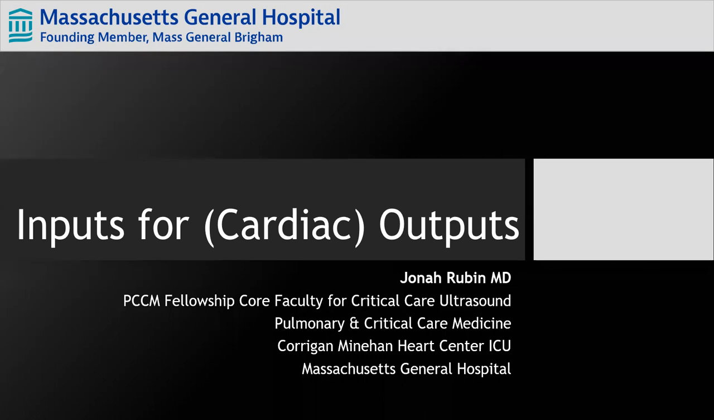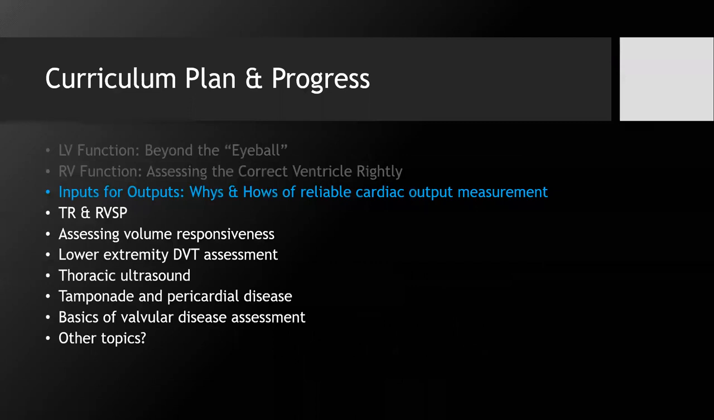This talk is kind of a 2.0, or a 201, to our LV function talk, which I guess would be LV function 101, and this would be 201. And so here we are in our curriculum plan in progress. We talked about LV function and RV function at the basic, or intermediate, level, and now we're talking about getting cardiac output by echo, why you want to do it, and how to do it.